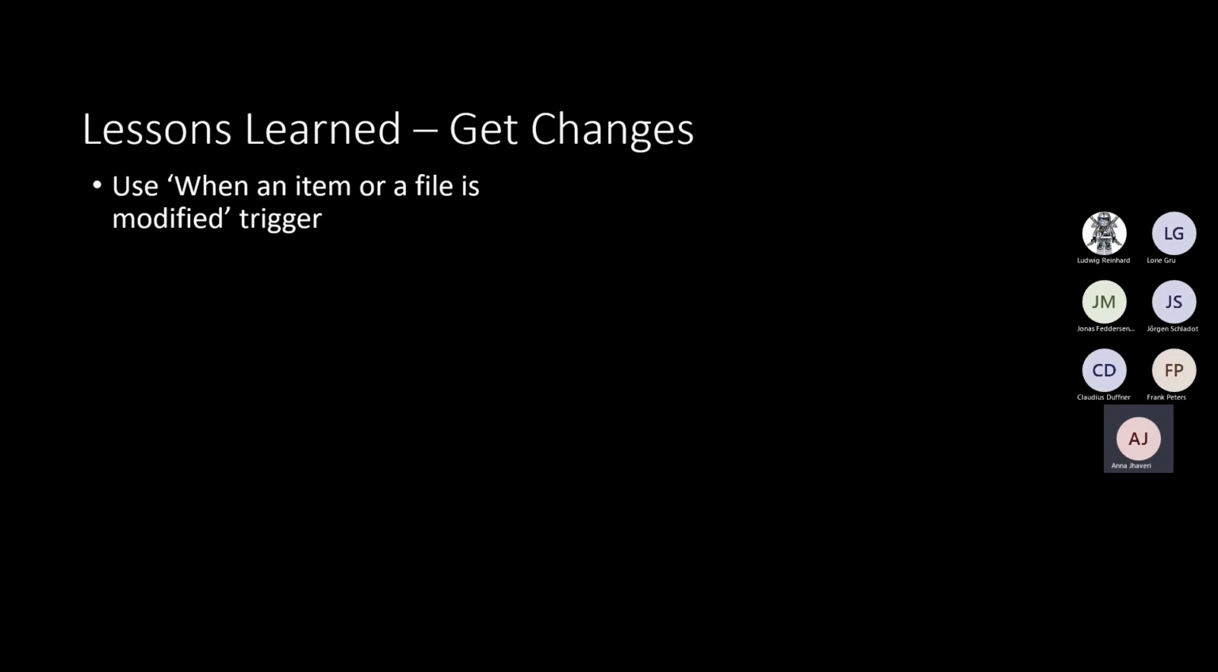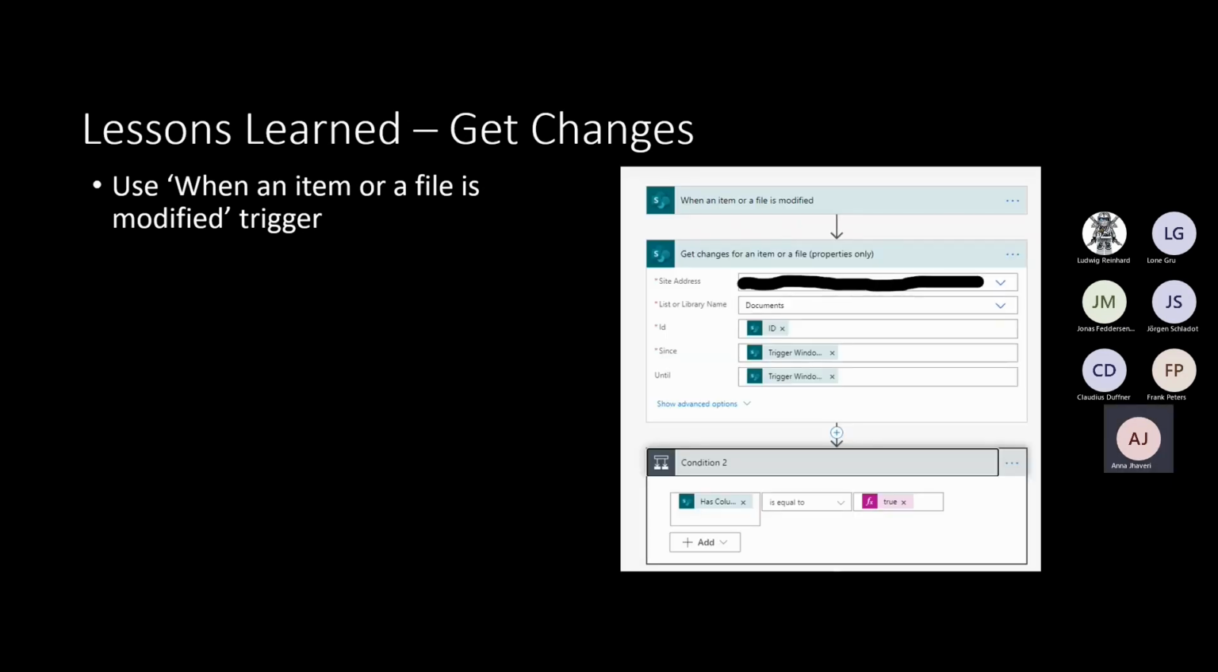Then one of the good actions that we came across is get changes. So for example, you want to do some processing in your flow only when a specific column value has been changed by the user.